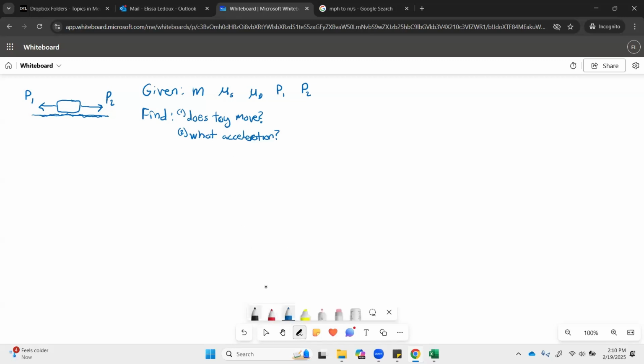Okay. So let's fill in some values for this. Let's say that the toy maybe weighs 5 kilograms. So it's a 10-pound toy. And then we'll have static friction maybe being 0.6, dynamic friction being 0.3. And one person is pulling with a force of 150 newtons. And then the other person is pulling with a force of 110 newtons.